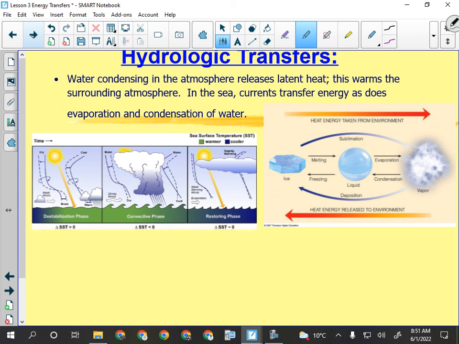Okay, in the sea, currents transfer energy, as does evaporation and condensation of water. So ocean currents are another example of a hydrologic transfer. Okay, they can have a pretty big effect on climate and things like that. Because we learned that the other day, so definitely ocean currents are going to be a big deal in terms of a hydrologic transfer.